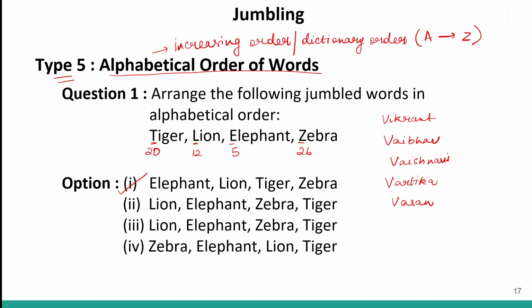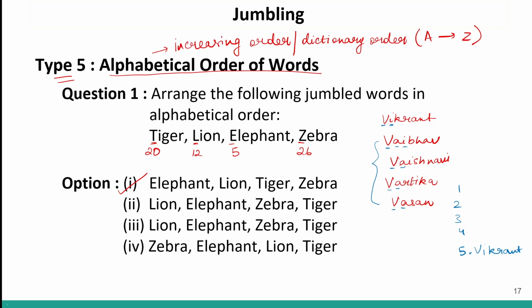So first we look at the first letter. I am using a different ink pen, okay? So the first letter is V, same in all. Then we'll move on to the second letter. So the second letter is A. If A, this means all these will come first and then I have I. So in the fifth position, it will be Vikrant. So I have 5 students, right? 1, 2, 3, 4 and 5. Vikrant we have fixed.